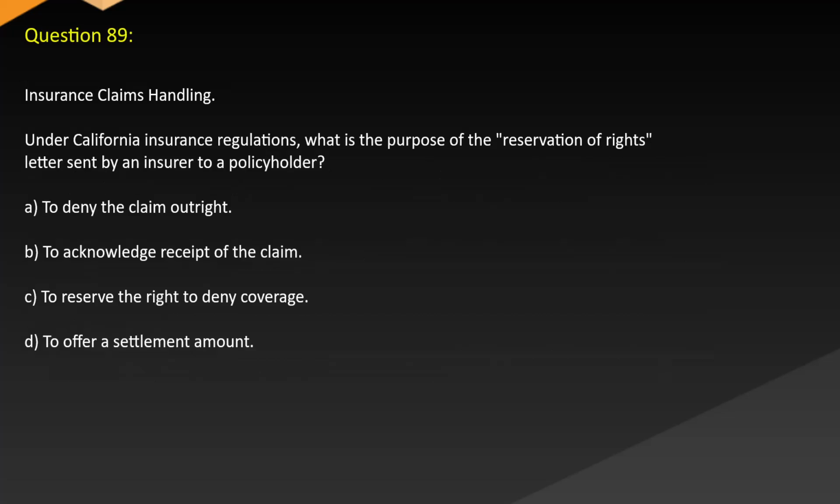Question 89. Insurance claims handling. Under California insurance regulations, what is the purpose of the reservation of rights letter sent by an insurer to a policyholder? A. To deny the claim outright. B. To acknowledge receipt of the claim. C. To reserve the right to deny coverage. D. To offer a settlement amount.